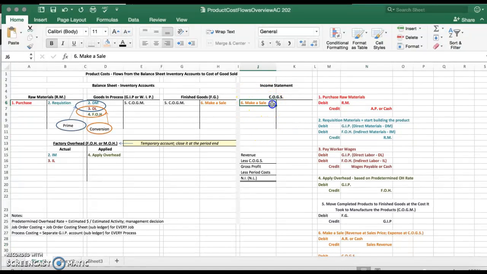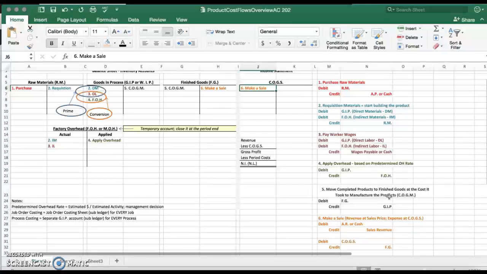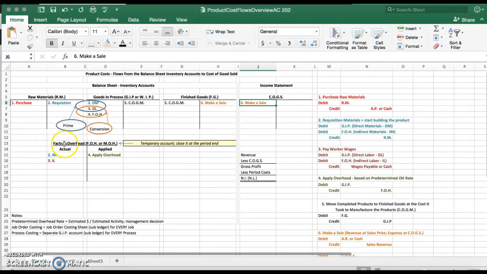So we have our cost of goods sold, and this cost of goods sold is a debit once we make a sale, right? So then the last step is our factory overhead or manufacturing overhead. This is a temporary account, and so it's going to be closed out at the end of the period once our actuals come in, okay?